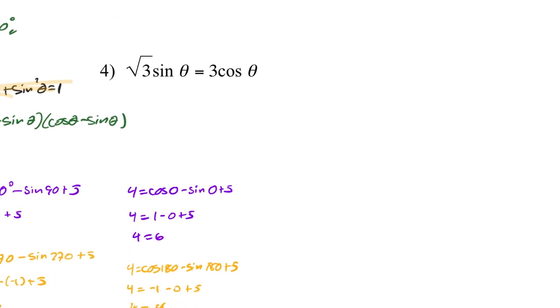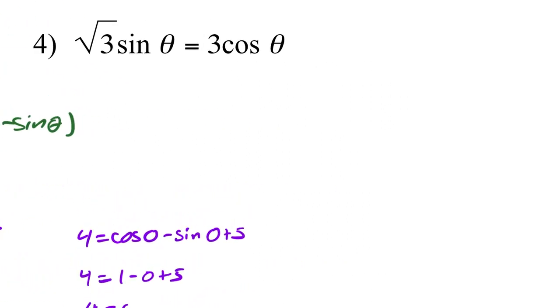So exercise 4, you see that we're not adding or subtracting. We can always square, but it's going to be a little bit easier if we go like this. Let's start by dividing by cosine of theta. So remember that sine over cosine is the same as tangent. So that means that I got the square root of 3 tangent of theta equals 3.